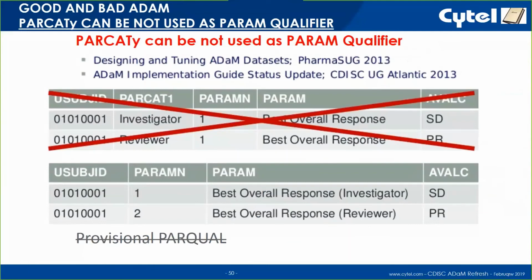Unfortunately this is still a gap in the standard, but it's a recurrent mistake I can see also from the sponsor. People use the PARCAT variable to qualify the parameters. So this is an example for overall response in oncology, where you can have an overall response assessed by the investigator and the reviewer. Instead of creating one parameter for the investigator and one for the reviewer, people create just one parameter, because in the end it's the same concept, best overall response, and they have the PARCAT. This is not acceptable from the standard point of view. So you need one parameter for the investigator, one parameter for the reviewer.